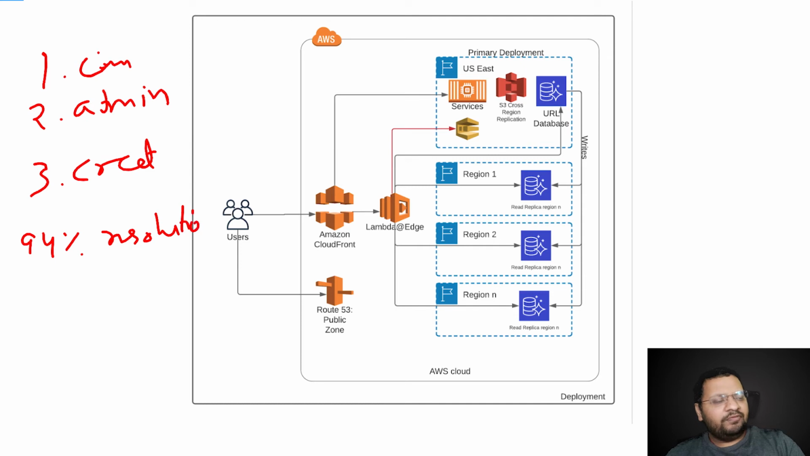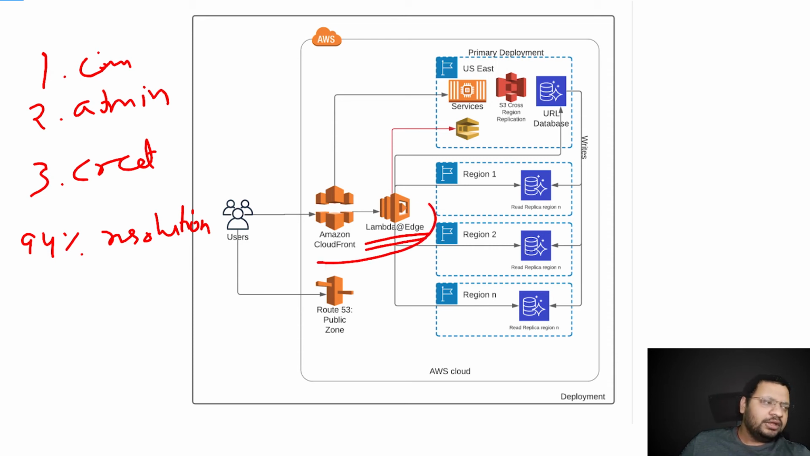And if we want to resolve with the minimum latency, we have to move the resolution point, where the URLs are actually resolved, as close to the user as possible. For that, we're using Lambda@Edge, and that would be deployed along with the CloudFront deployment. So what will happen in that case?